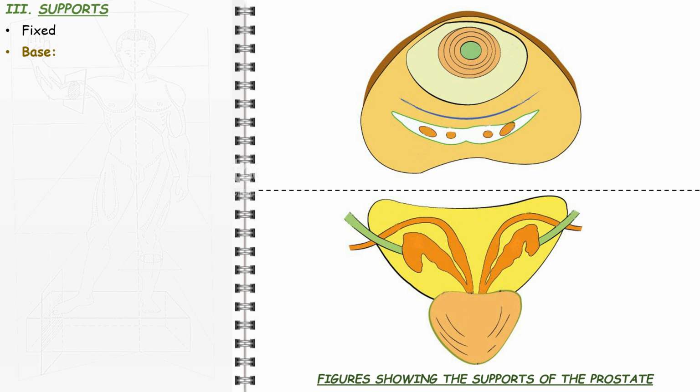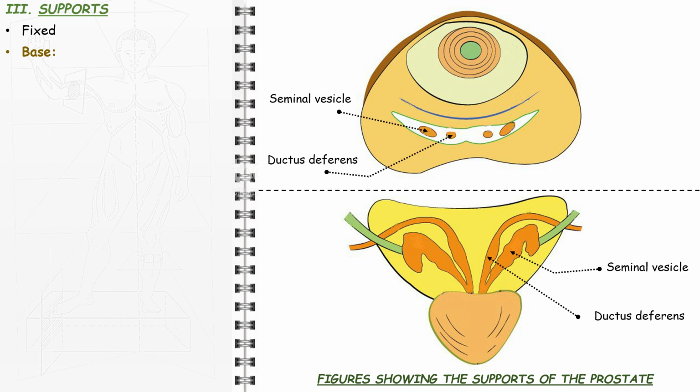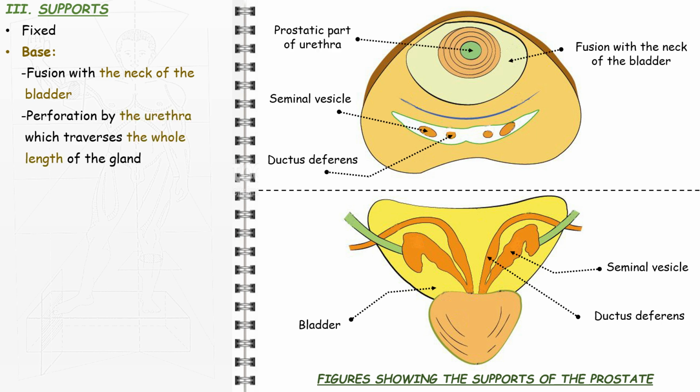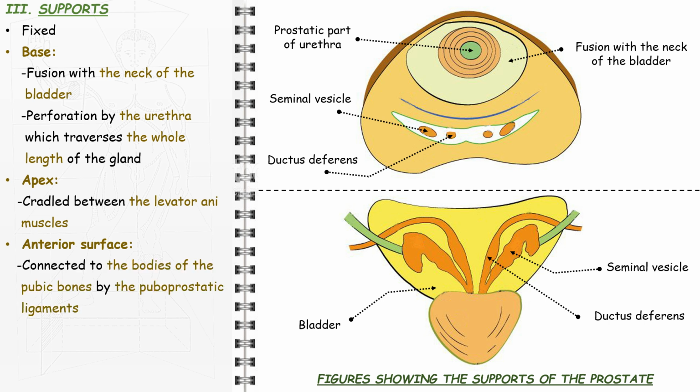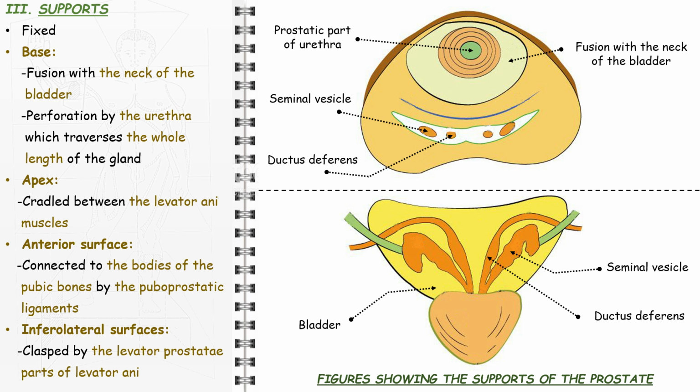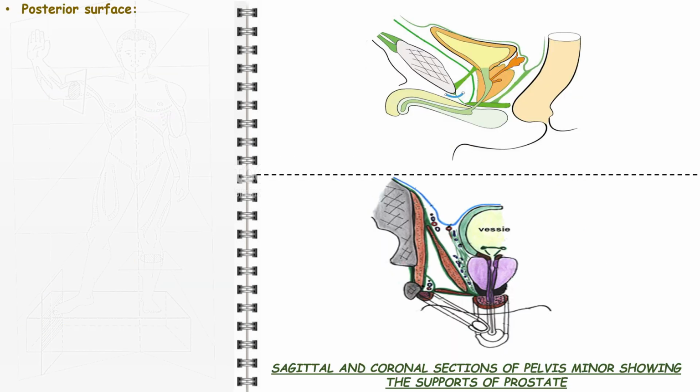The prostate is a highly fixed organ with supports at each part of it. The base is fixed through the fusion with the internal urethral sphincter at the neck of the bladder and the perforation by the urethra which traverses the whole length of the gland. The apex is cradled between the levator ani muscles. The anterior surface is connected to the bodies of the pubic bones by the puboprostatic ligaments. The inferolateral surfaces are clasped by the levator prostatae parts of levator ani. The posterior surface is fixed by the penetration of ejaculatory ducts at the prostatic slits of the base and prostate's own ducts.